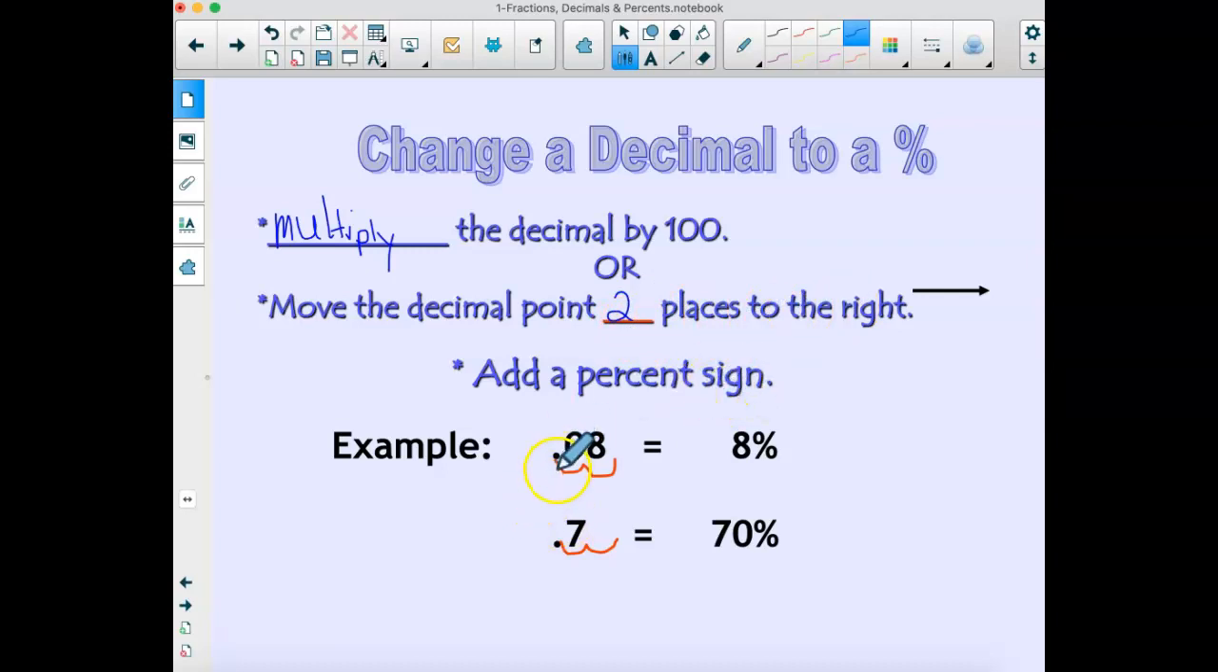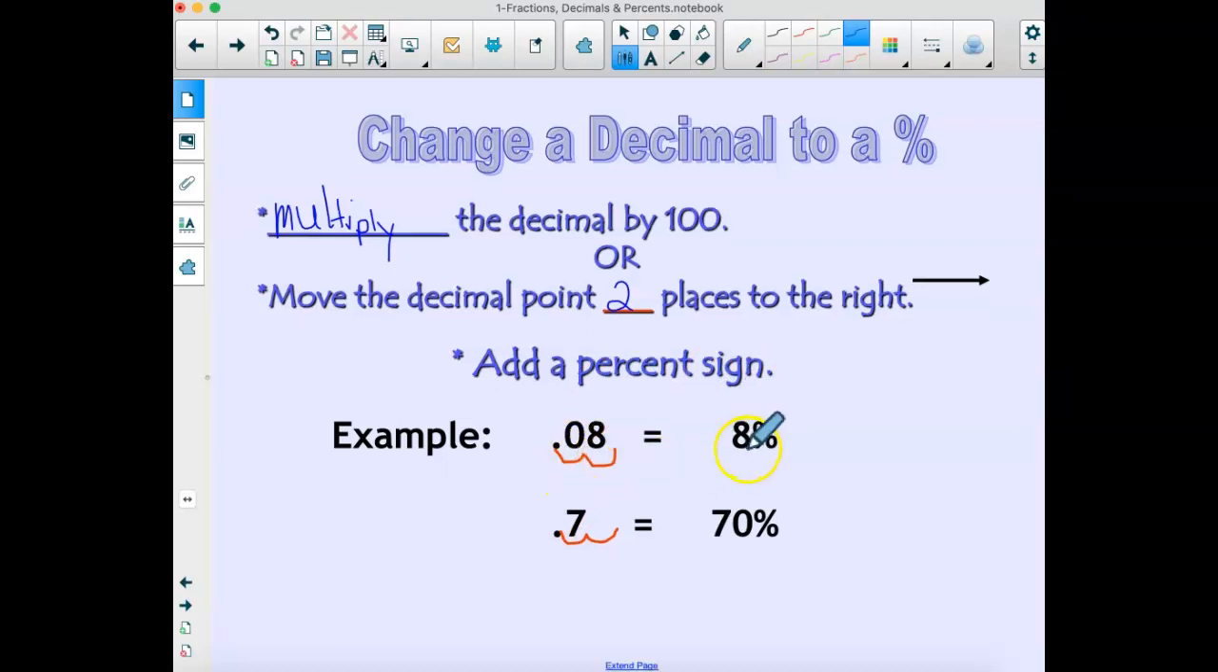So some examples are listed here. 0.08, we move our decimal 2 places, is 8%. 0.7, again, we move it 2 places, which leaves us an empty place, so it's 70%. Okay, if you had 0.5, you have to move that decimal 2 places. So that would be 1, 2, and then you have to fill in that empty spot. So that would be 50, and then put a percent sign.